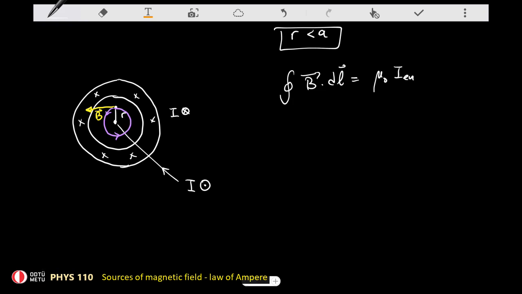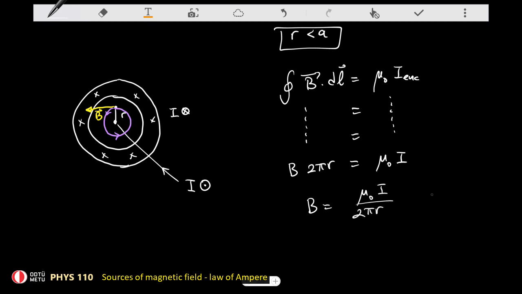Let's first write down the general form. The left-hand side, I don't want to repeat the arguments again, but this is going to end up as B times 2 pi r. And the right-hand side, you can clearly see that the enclosed surface is crossed only by the central wire, and this carries a current I in the forward direction. So therefore, the magnetic field within that region is mu0 I divided by 2 pi r.